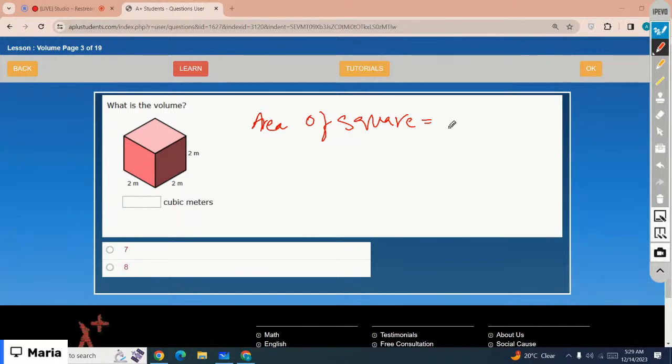That is side times side, right? So 2 times 2 is 4 and 4 times 2 is 8. The correct option is 8 cubic meter, right?